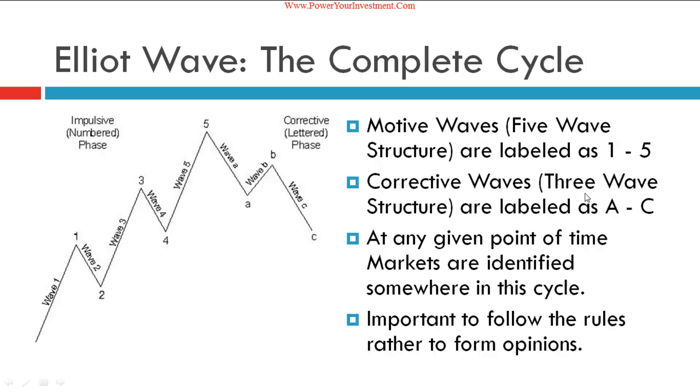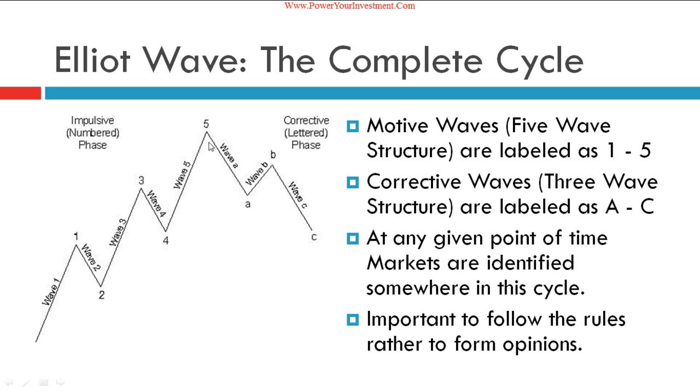As we can see here, this was our previous chart, where we had wave 1, wave 2, wave 3, wave 4, and wave 5. This is the motive wave. And see the corrective waves: wave A, wave B, wave C. This is a 3-wave structure, and this is a 5-wave structure: 1, 2, 3, 4, 5. The motive waves are numbered.